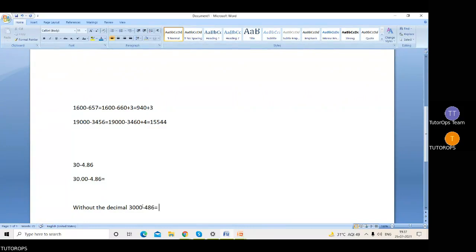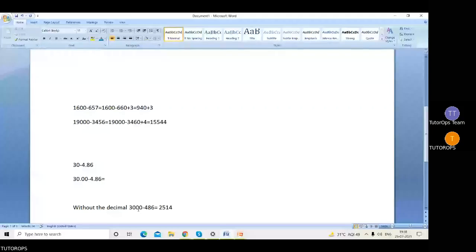So the method will follow as the previous method. So what will happen? Here 3 will be reduced to 2. We know that the first digit is reduced by 1. And then for 486, it will just follow the previously mentioned rule, all from 9 and the last from 10. So 1000 minus 486 will happen. For 4, it will be 9 minus 4, so that is 5. Then 9 minus 8 will be 1. And finally 10 minus 6 will be 4. So 2514.